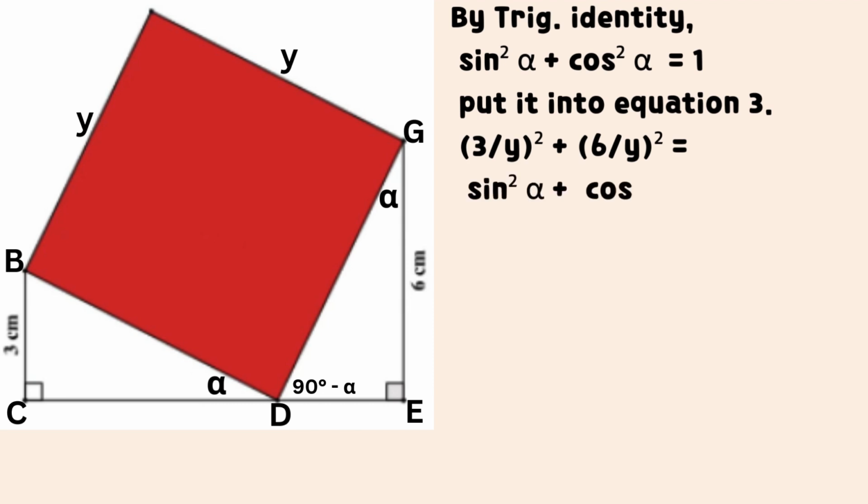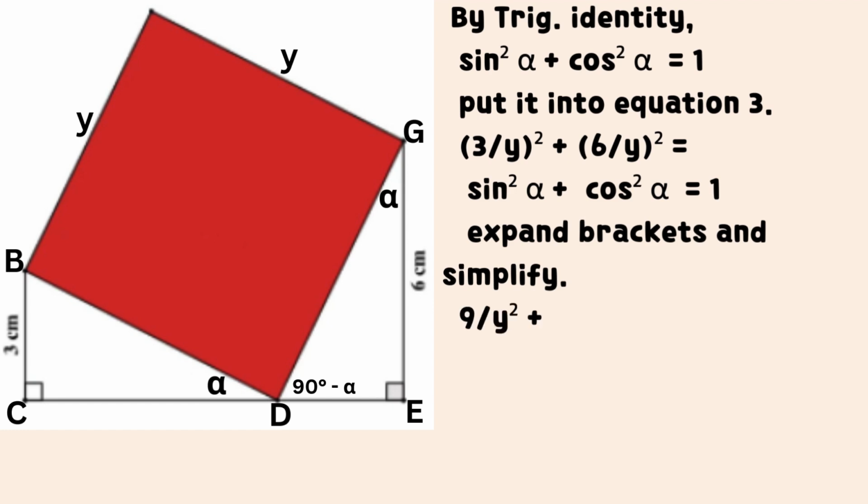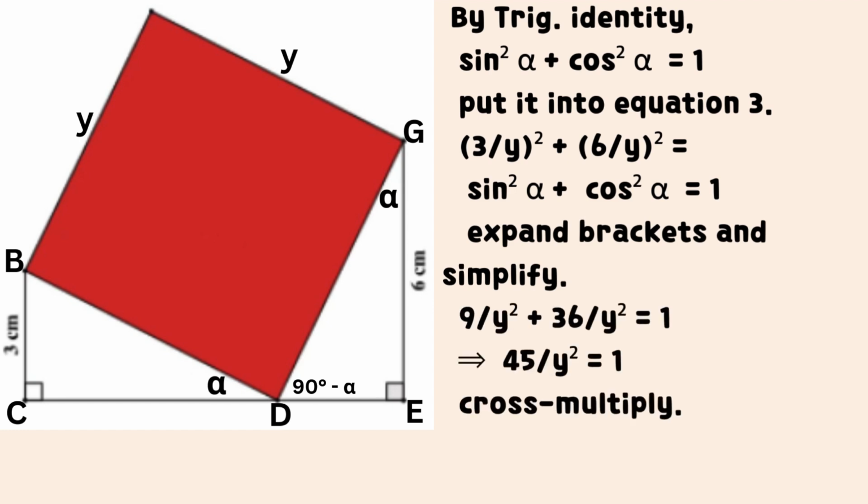By trigonometric identity, the sum of sine squared alpha and cosine squared alpha equals 1. Put it into equation 3 to get the equation shown on the screen. Expand brackets and simplify, and we have that 45 divided by x squared equals 1. Cross multiply.